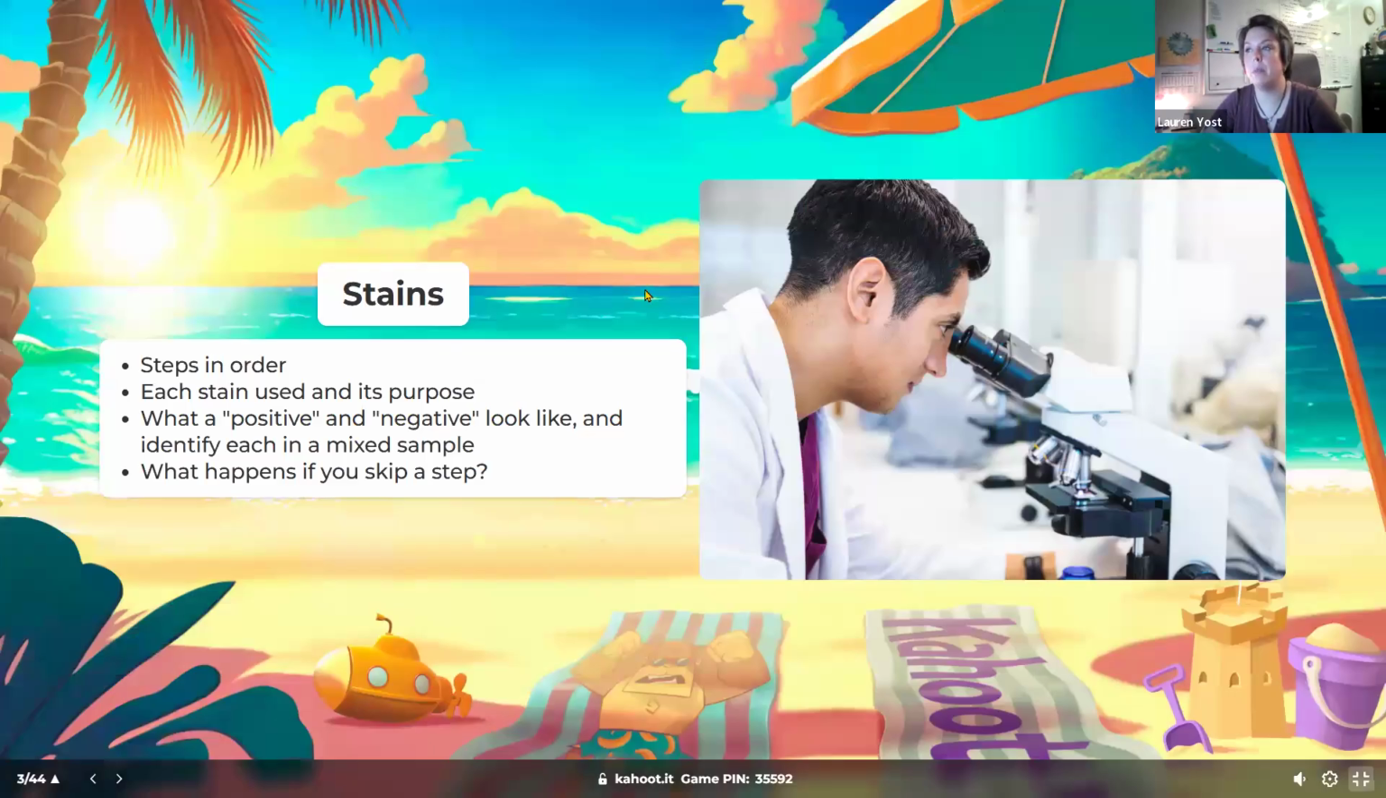All right. So the meat of it. This is going to be our stains. You'll need to know each of the steps and what order those steps come in. Each stain that is used for the procedure.